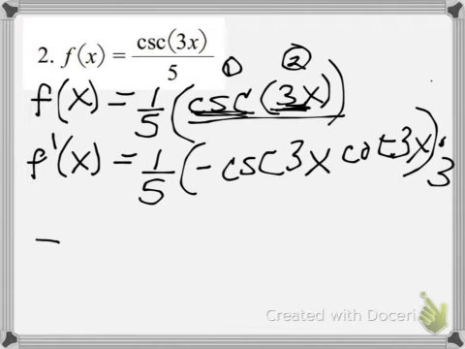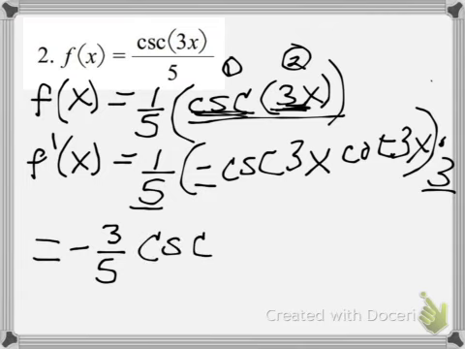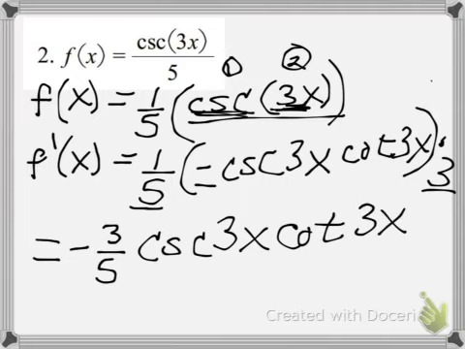Okay. So combining everything together then, that's 1/5 times negative 1 times 3. So that's negative 3 over 5 cosecant 3x cotangent 3x. And that's my final answer.